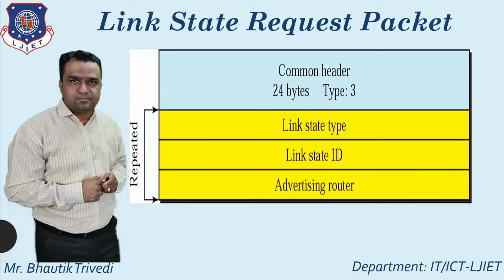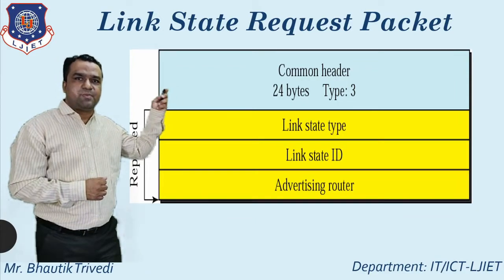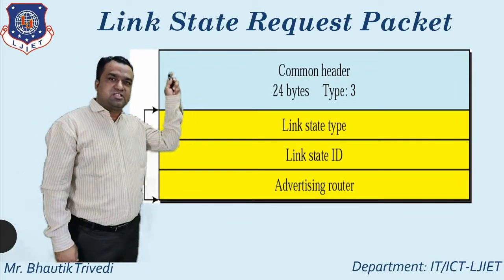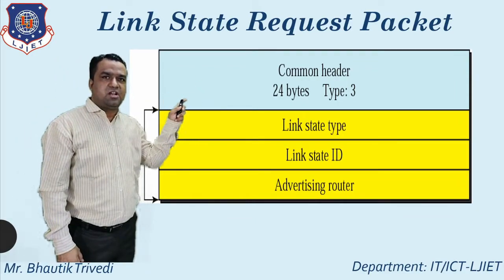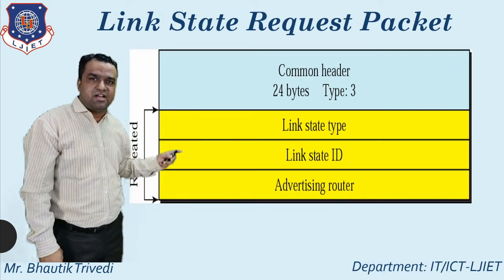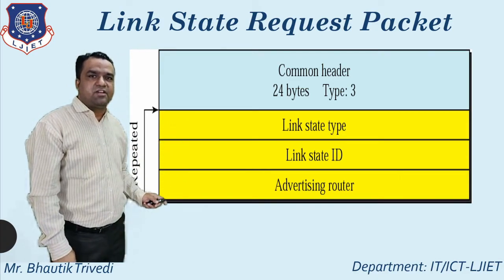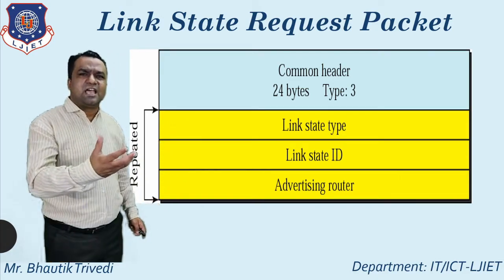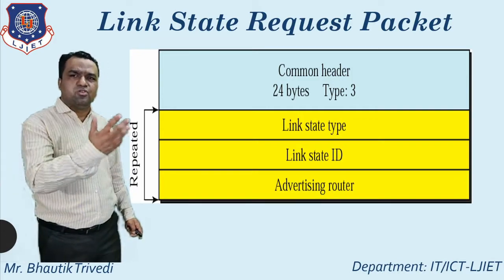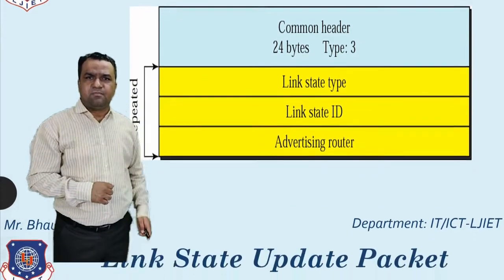Here you just see, this is the format for the link state request packet. Again the same procedure: common header 24 bytes, type is equal to 3, and that is divided into 3 fields: link state type, link state ID, advertising router. Link state type and link state ID mean what? All of you know what the meaning of link state type is.